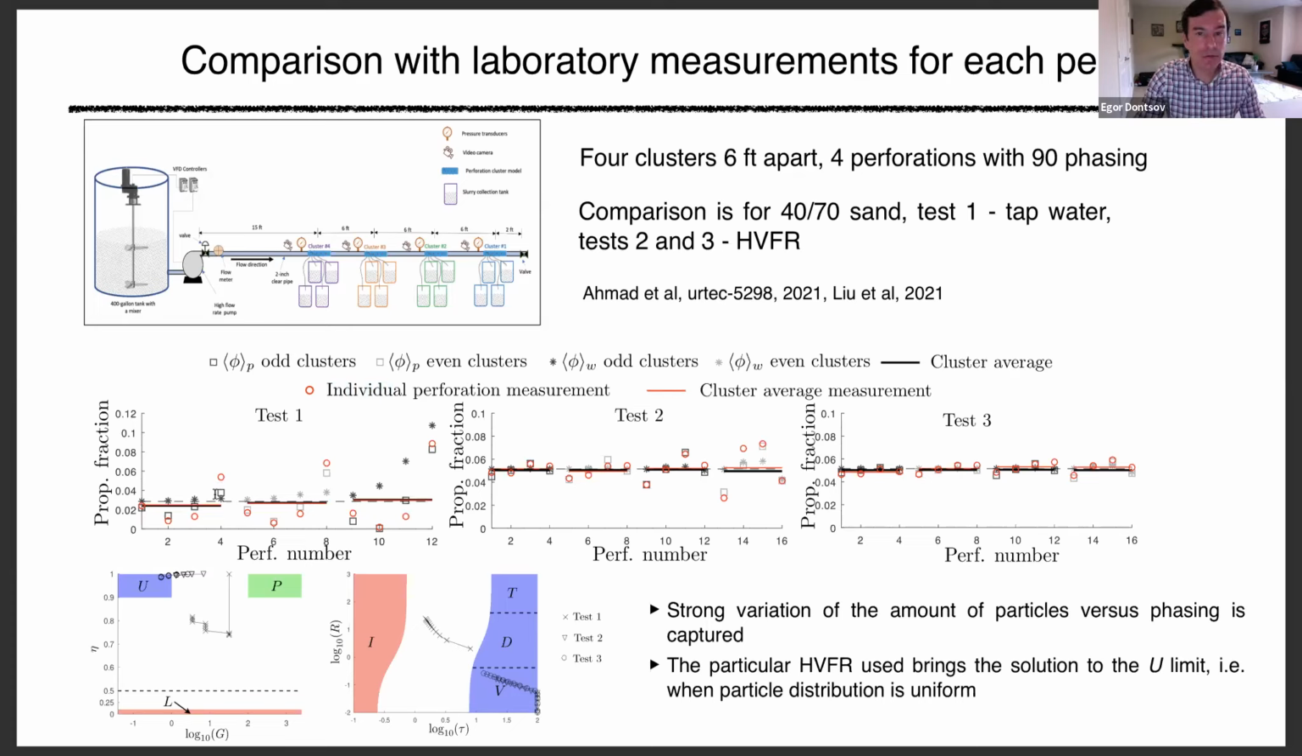They use slightly different parameters and so on, but we can see that we match the lab data in the model pretty well, both qualitatively and quantitatively. Not perfectly, we have some disagreement, but we match pretty well. The first test was tap water. Test 2 and test 3 were HVFR, pretty high viscosity. You can see everything is pretty much uniform. This is not a very interesting case, because you are exactly in this U kind of vertex, if you wish, so everything is very uniform.